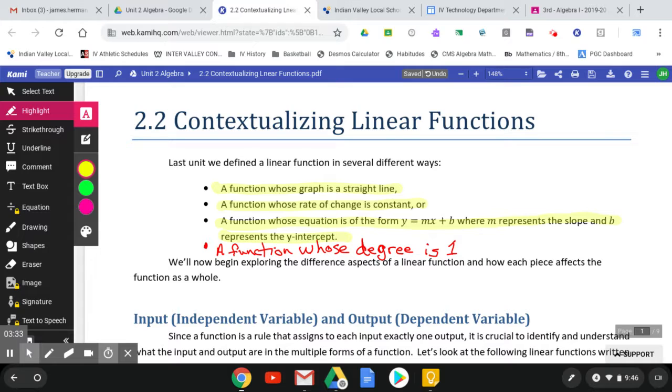Remember, we talked about linear functions being functions to the first degree, or as Nick started to say, doesn't have an exponent, right? I mean, it has it. We know it's there, but we don't talk about it.